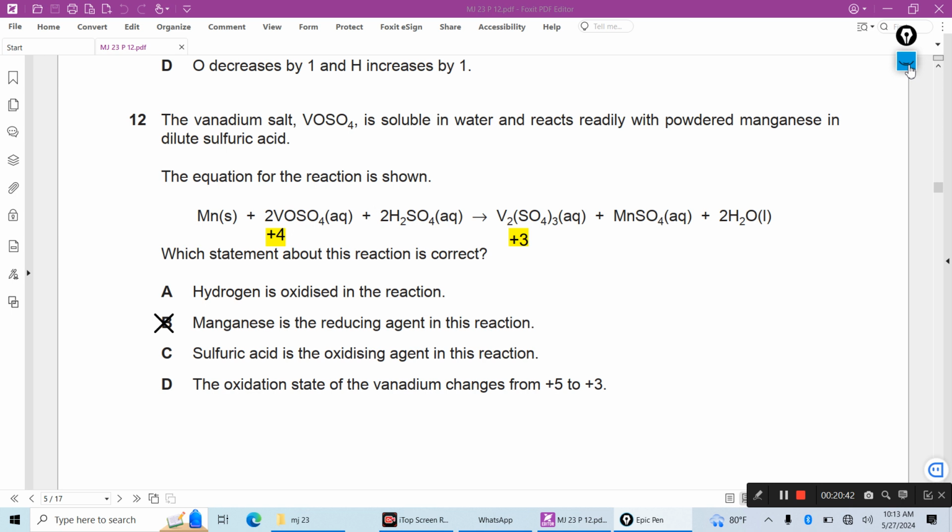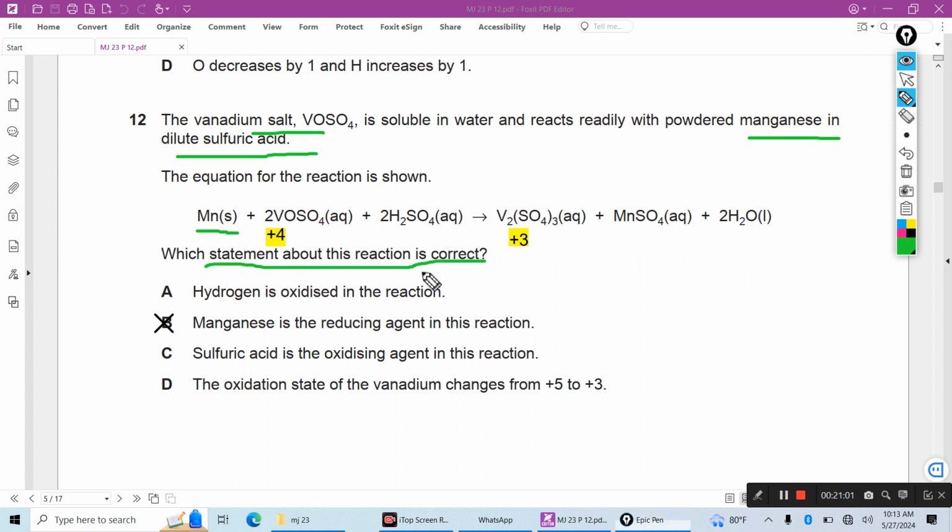Number 12. The vanadium salt is soluble in water and reacts rapidly with powdered manganese in dilute sulfuric acid. This equation is given. So which statement about this reaction is correct? B is the correct answer. Why?